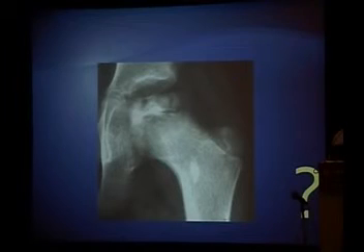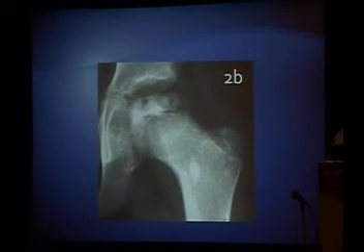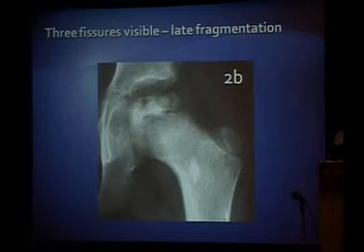Now, some victim. There is a loss of height, so it is 2B. There is fragmentation. Yes. Is it early fragmentation or late? It's late fragmentation. Fantastic. That is 2B. Right? So 3 fissures are visible. It's late fragmentation.